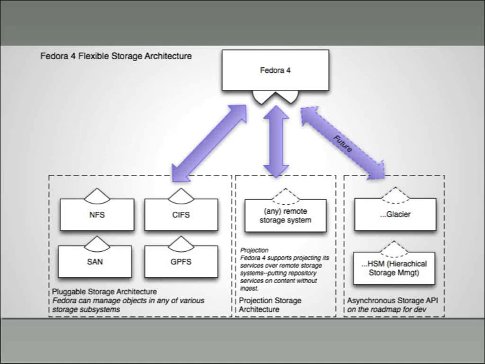On the left-hand side, you see an architecture that was very similar to the way it was in Fedora 3. You have a file system that plugs into Fedora, and you ingest directly into the repository and store things on a file system that's attached to Fedora. That's a very common use case, and the way that most people will probably use the application. But you can also project Fedora over an external file system. And this is a really powerful feature.